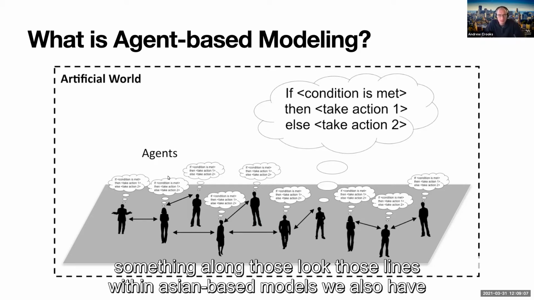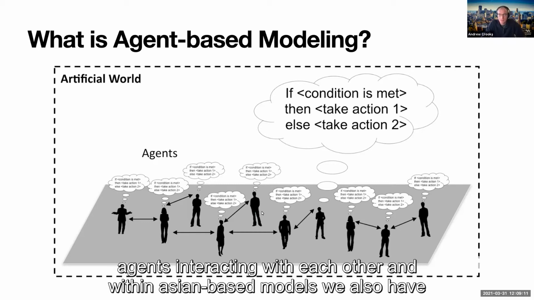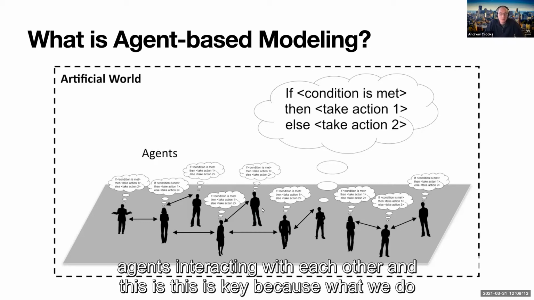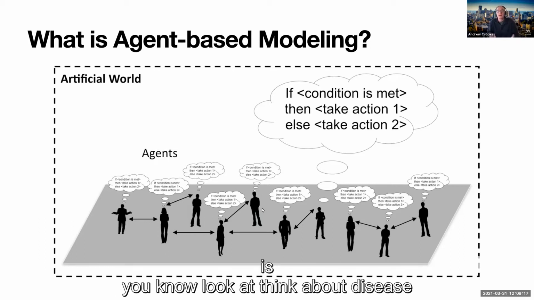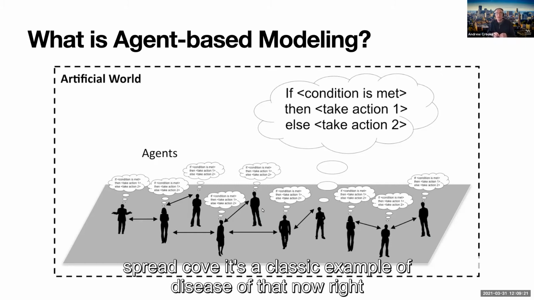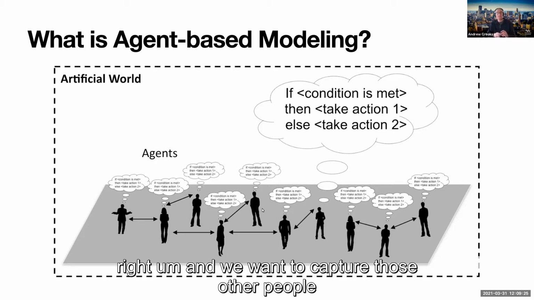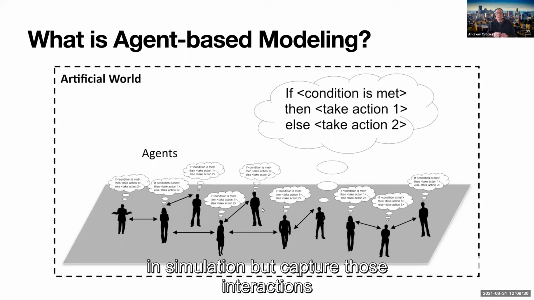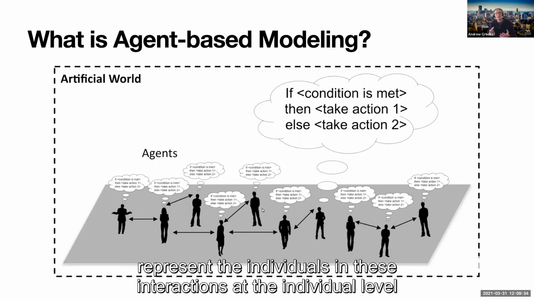Within agent-based models, we also have agents interacting with each other, and this is key, because think about disease spread. COVID is a classic example of that now, right? You get COVID by interacting with other people, right? And we want to capture those interactions in simulation, but capture those interactions at the individual level, represent the individuals in these models.